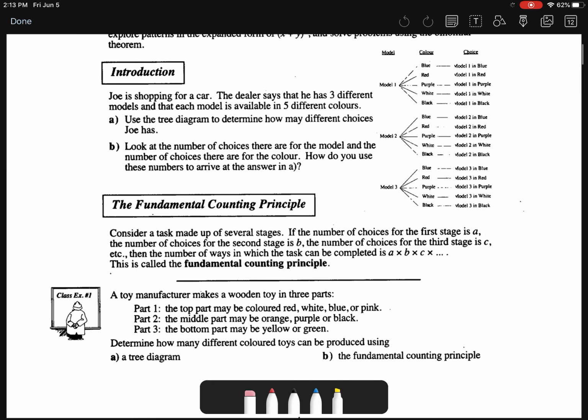So to start, it says Joe is shopping for a car. The dealer says that he has 3 different models and that each model is available in 5 different colors. Use the tree diagram to determine how many different choices Joe has.